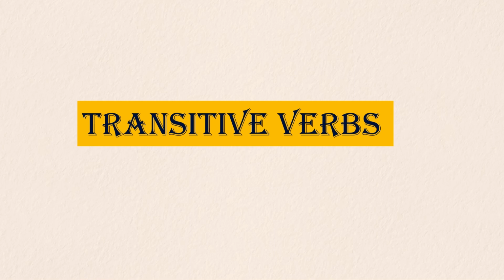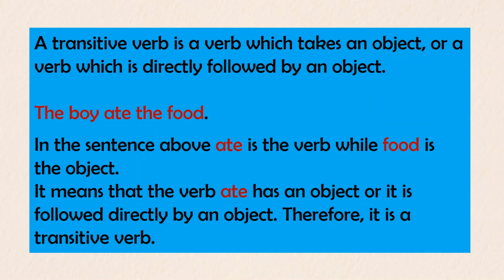Transitive verbs. A transitive verb is a verb which takes an object or a verb which is directly followed by an object. The boy ate the food. In the sentence above, ate is the verb, while food is the object. It means that the verb ate has an object or it is directly followed by an object. Therefore, it is a transitive verb.